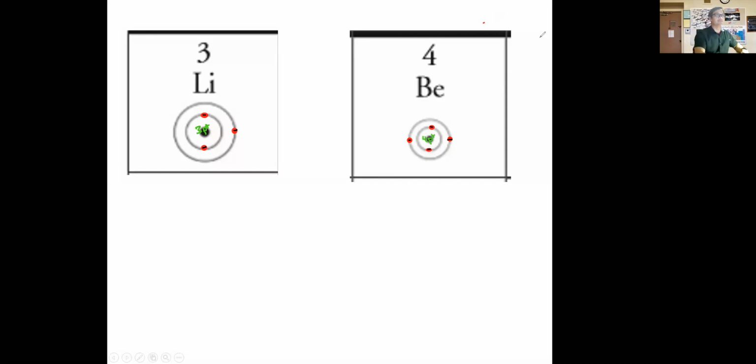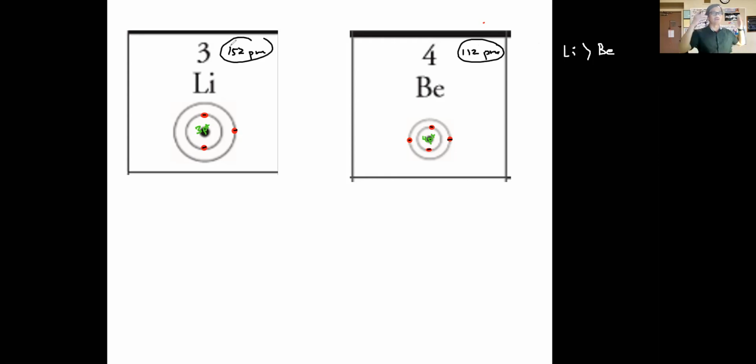Based on the general trend, we know that beryllium is a smaller atom than lithium, since beryllium is to the right of lithium. Just to confirm that, the atomic radius of lithium is 152 picometers, and beryllium is 112. So we know beryllium is a smaller atom. Those are the atomic radii.